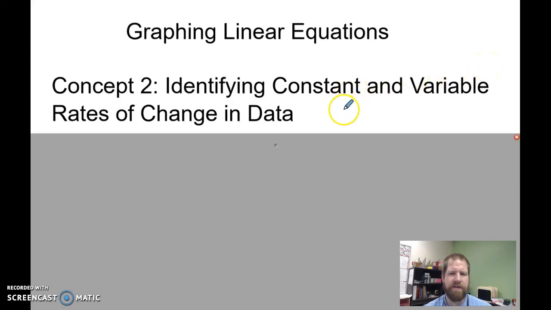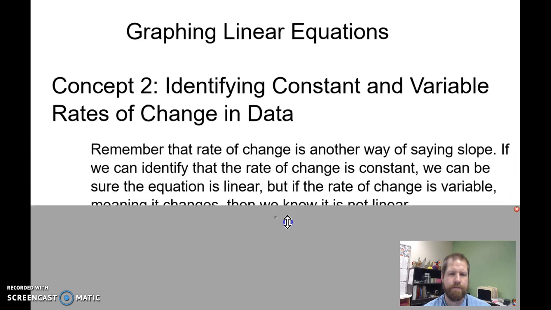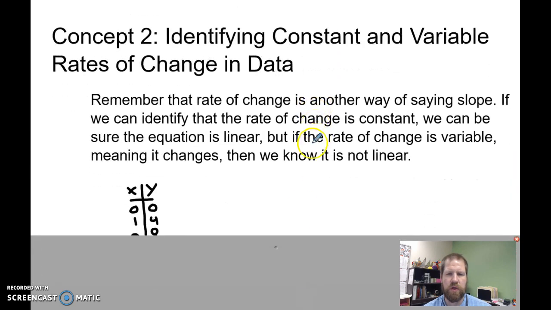Concept 2, identifying constant and variable rates of change in data. Alright, so remember that rate of change is basically the same as slope. And if we can identify that the rate of change, so the slope, remains the same, if it's constant, then we know our line is going to be linear.